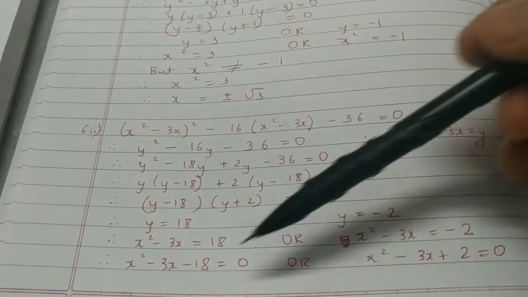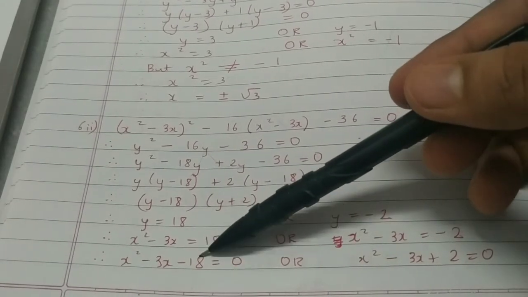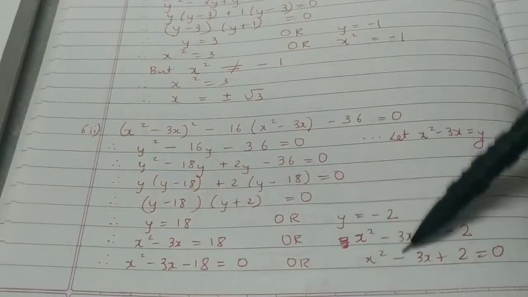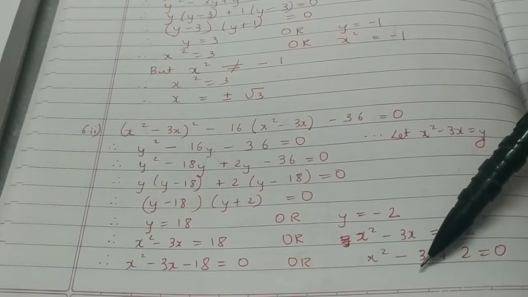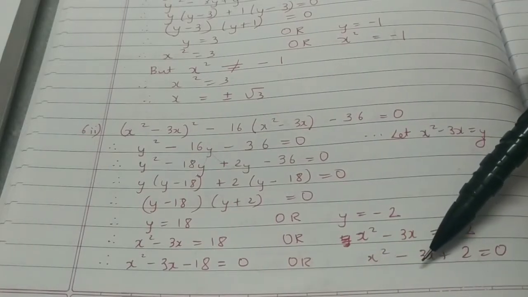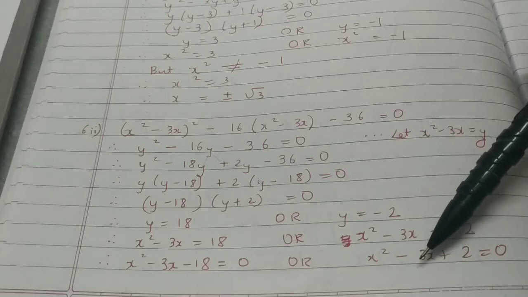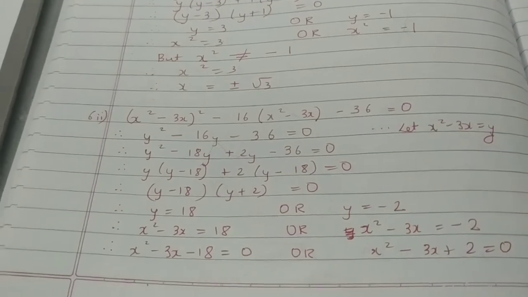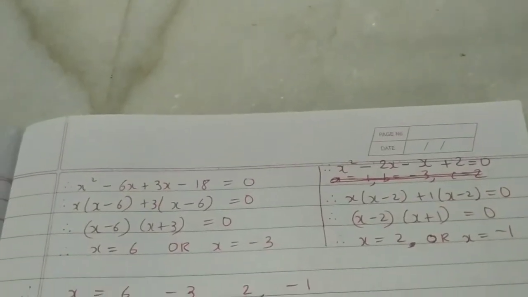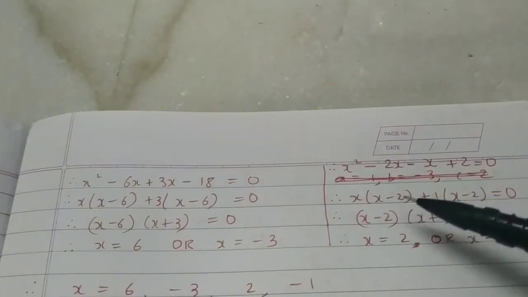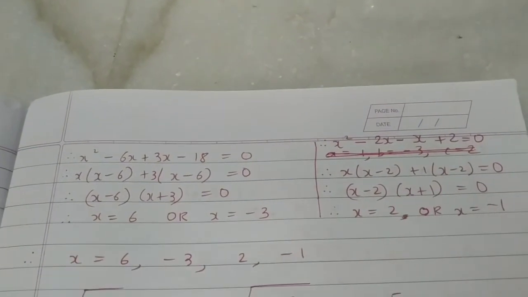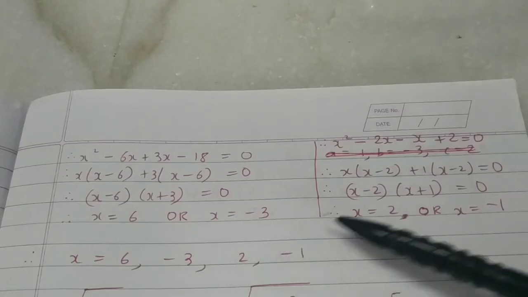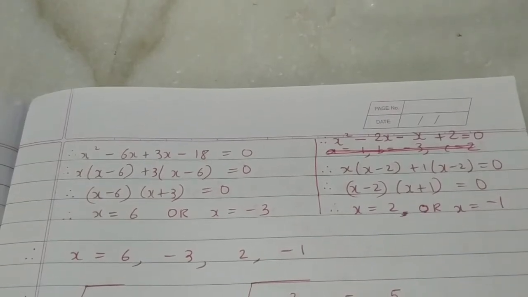Well, if you can split the middle term, do that. But if either of them cannot be solved by factorization, then use the formula method. Even if you can split the middle term but you want to use the formula method, that's fine. In this case, I have split the middle term in both the cases and found 4 values of x, that is 6, minus 3, 2 and minus 1.